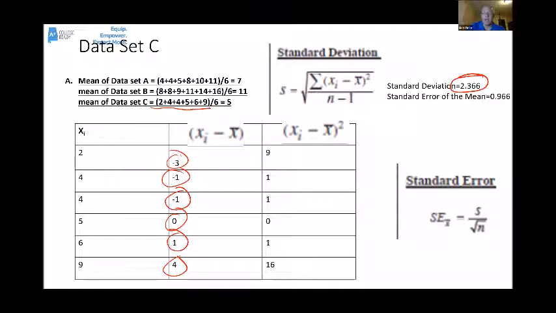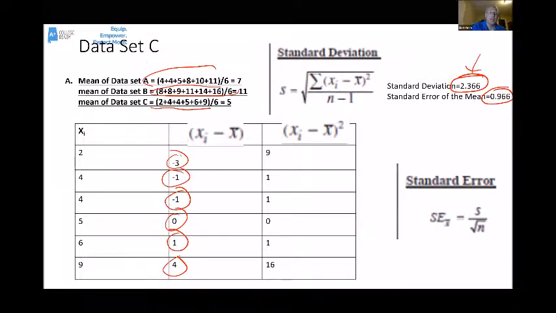And then divide that by the square root of 6 to get 0.966. Again, notice lower standard deviation, which means these data are closer together than are these data and these data. That being said, now we want to draw a graph.